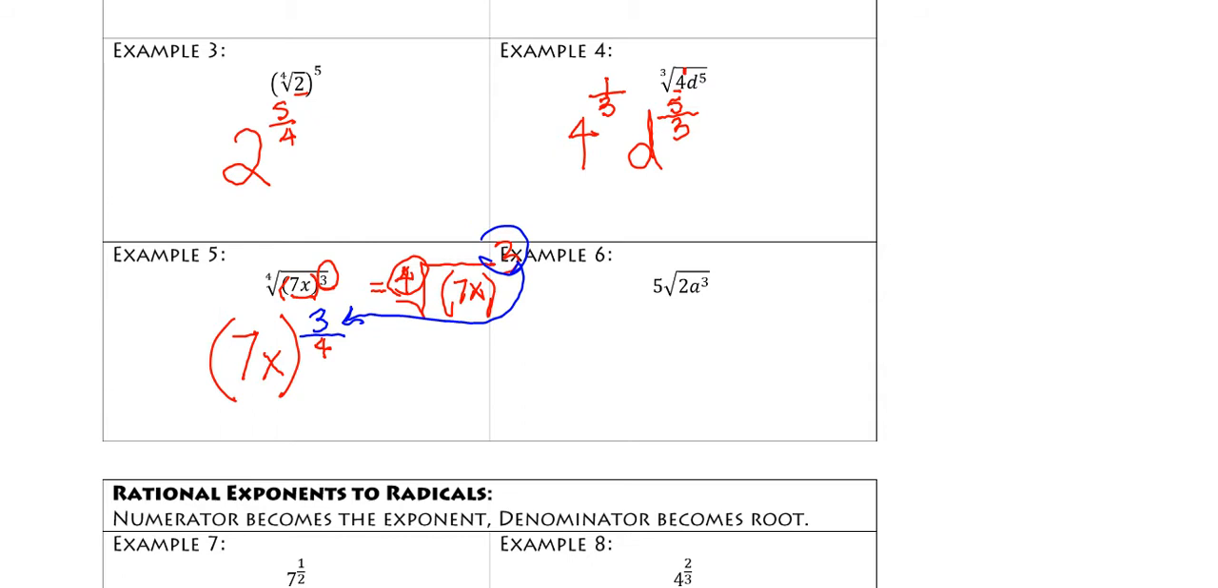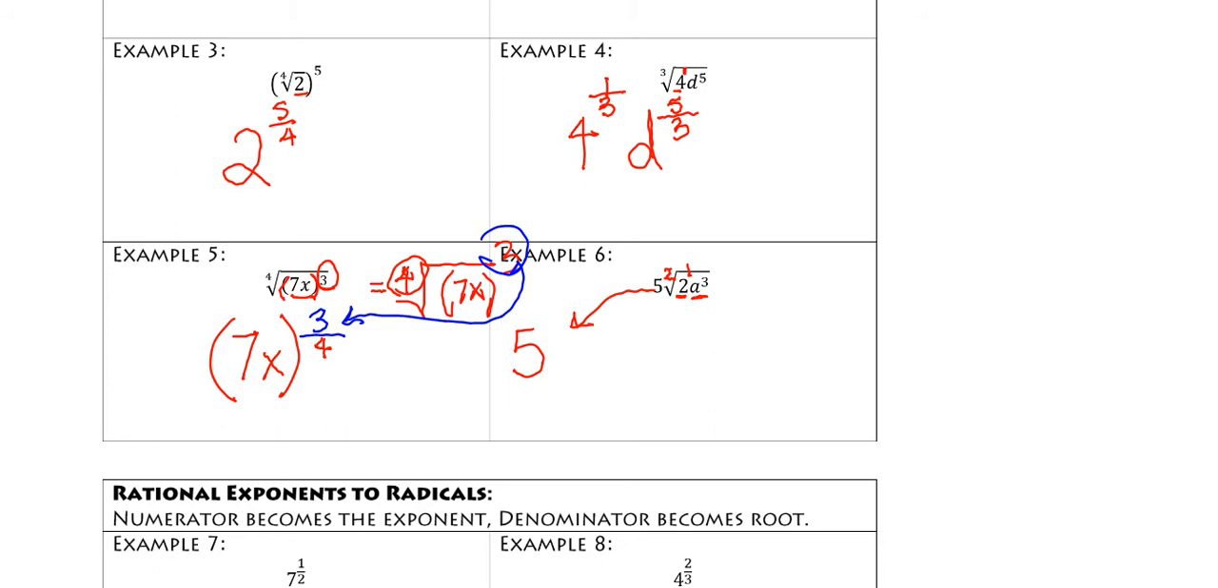Example 6. Since there's no parentheses here, we have 2 different bases. So 2, which is to the 1st power since nothing is written, and a to the 3rd power. There is no root, so we write in a 2. It's the square root of 2 to the 1st, a to the 3rd. This 5 is just a coefficient, so you're just going to write it out here, and it's just kind of along for the ride. It doesn't have anything to do with the root or that exponent right now.